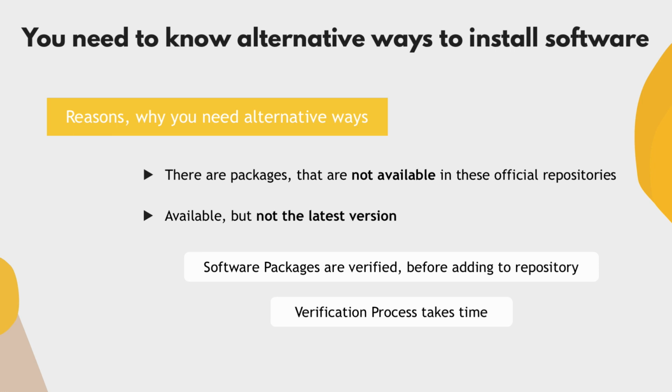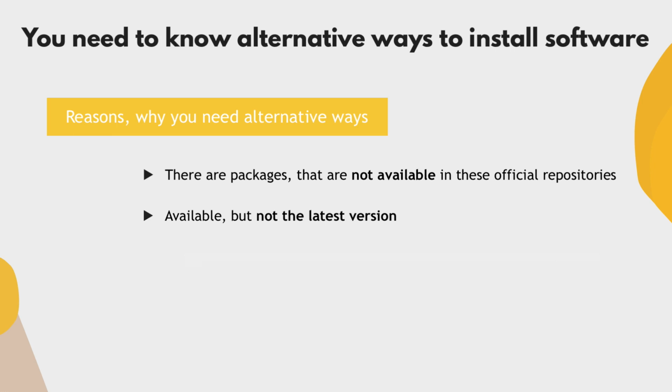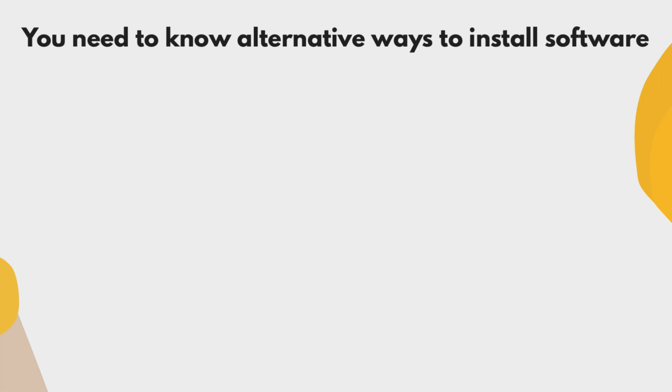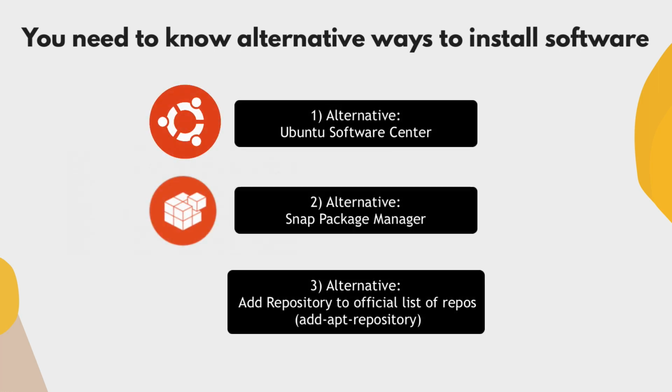It could also be that Ubuntu just doesn't include certain software packages in its official repositories at all. Examples for that could be some browsers or maybe code editors like Visual Studio Code or IntelliJ. So what is the alternative here if you can't install a software like this? Well, for this type of case, you have multiple alternatives, and we're going to see some of them here.